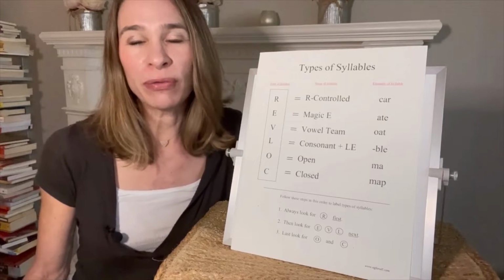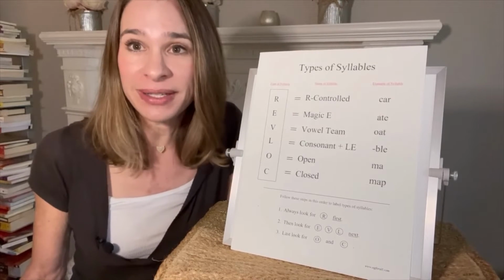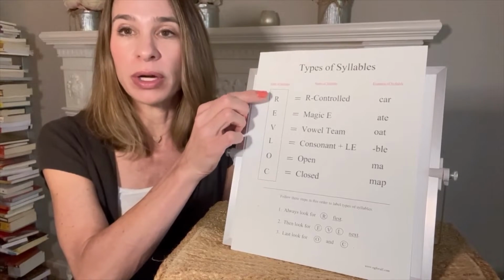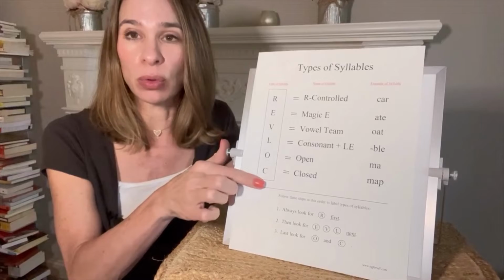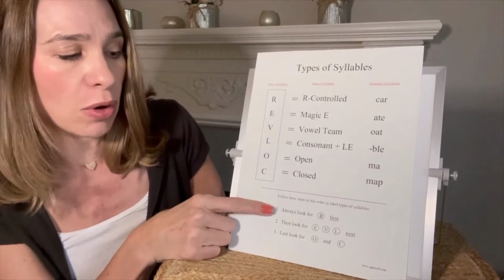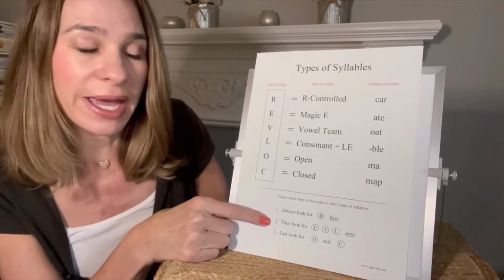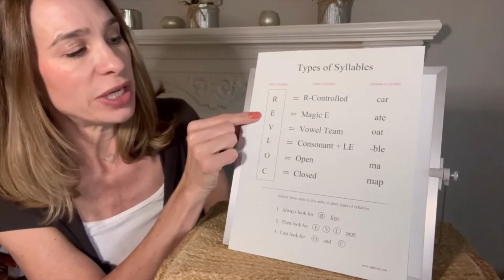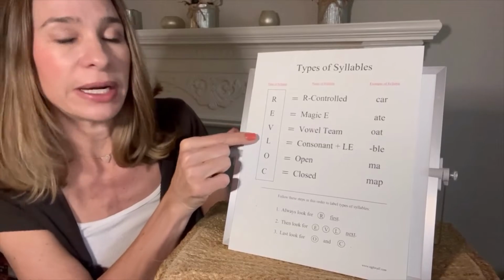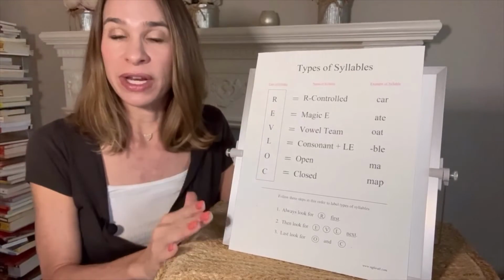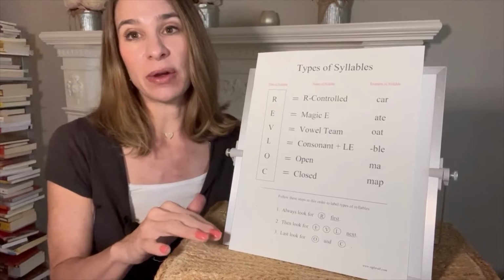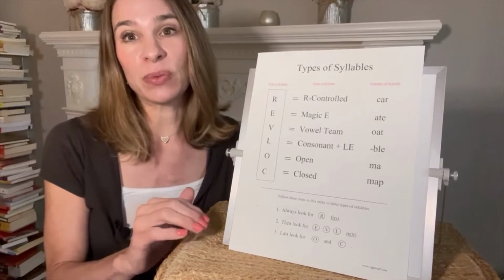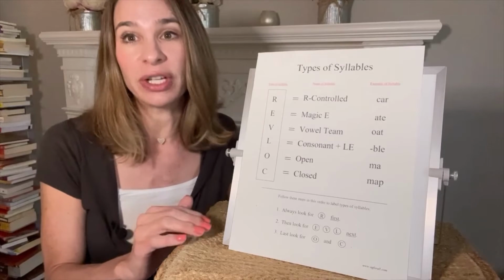A quick overview of REVLOC, our syllable types. There are 6 syllable types in REVLOC. We use REVLOC because the R is most dominant, and this is the order of dominance. We tell students always look for R first, then look for E, V, L, and last look for O and C. And those stand for R controlled, magic E syllable, vowel team, consonant LE, open and closed. I have a video overview specifically on these, so if you need to go back and review that, go ahead and do that, because this one's really going to cover the syllable division types.